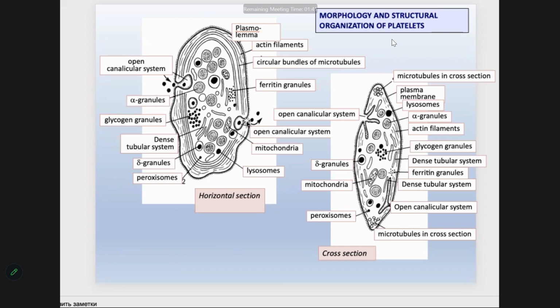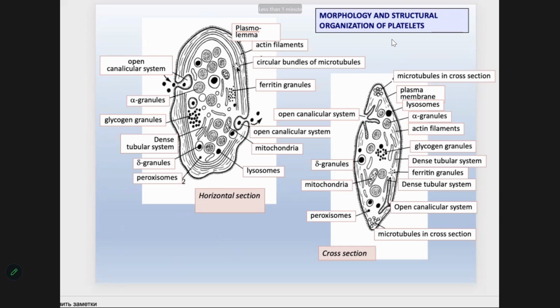So plasmalemma with a thick layer of glycocalyx, and below the plasmalemma there are many elements of cytoskeleton. Which elements of cytoskeleton? Concentric rings of microtubules. From 4 to 15 microtubules form the bundles, and these concentric rings of microtubules are situated on the periphery to form the hyalomere of thrombocytes.